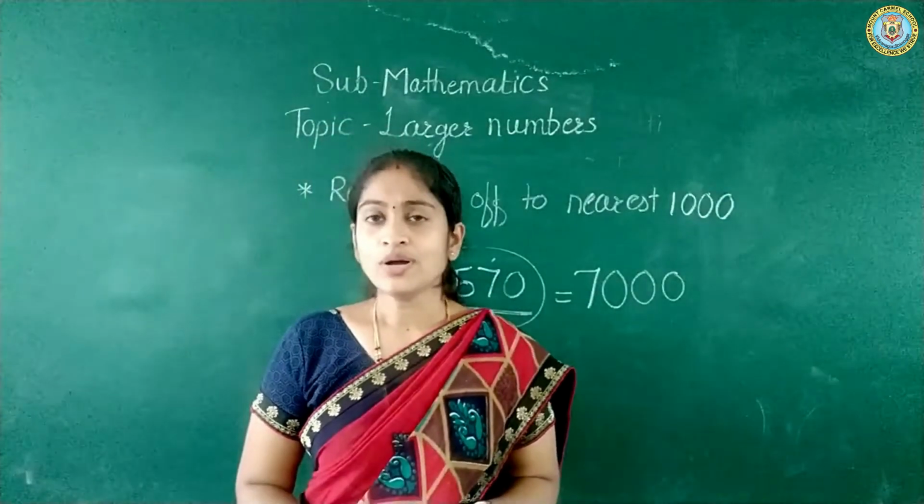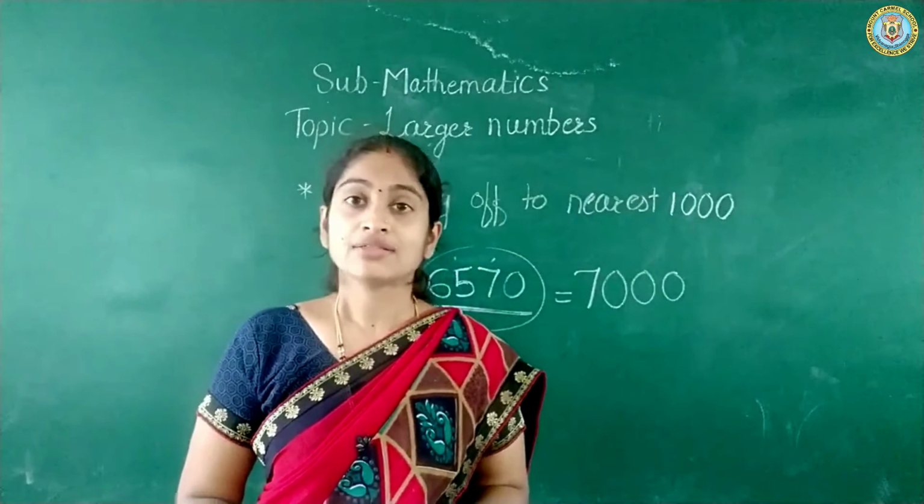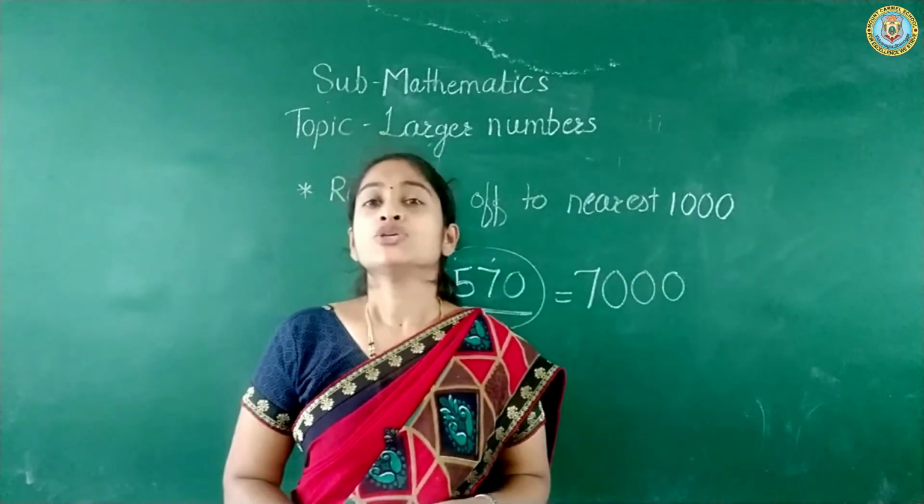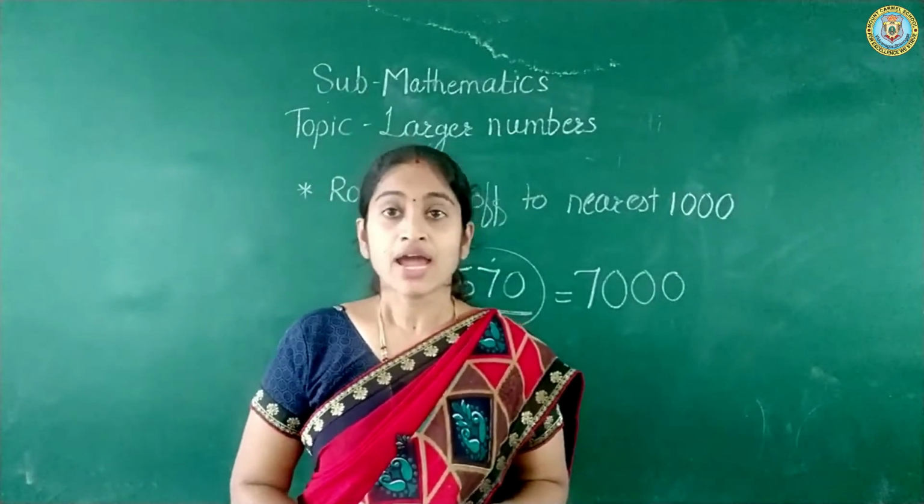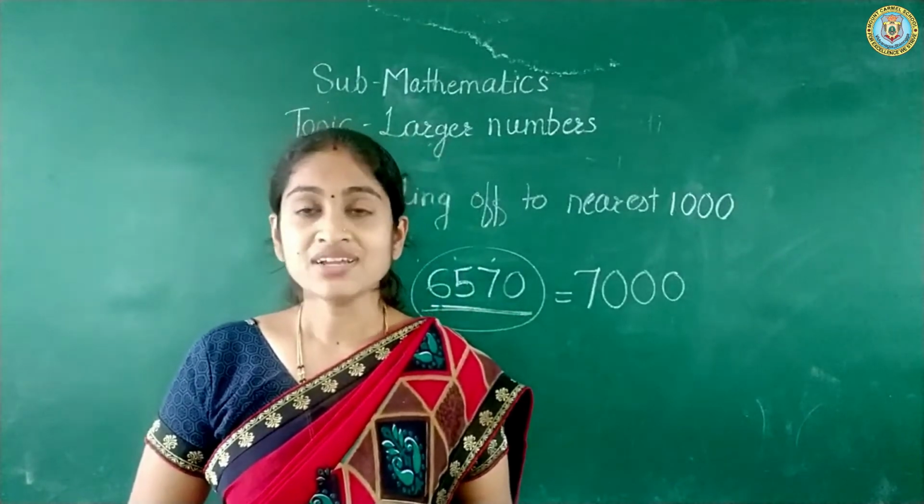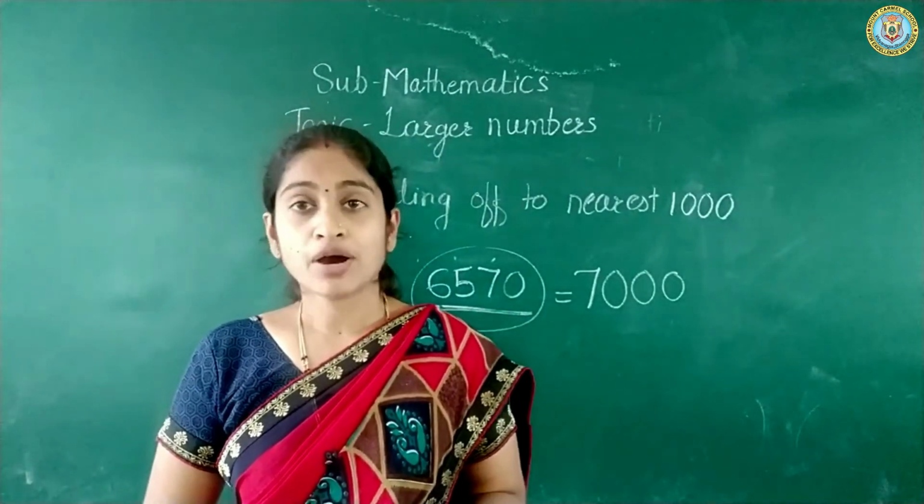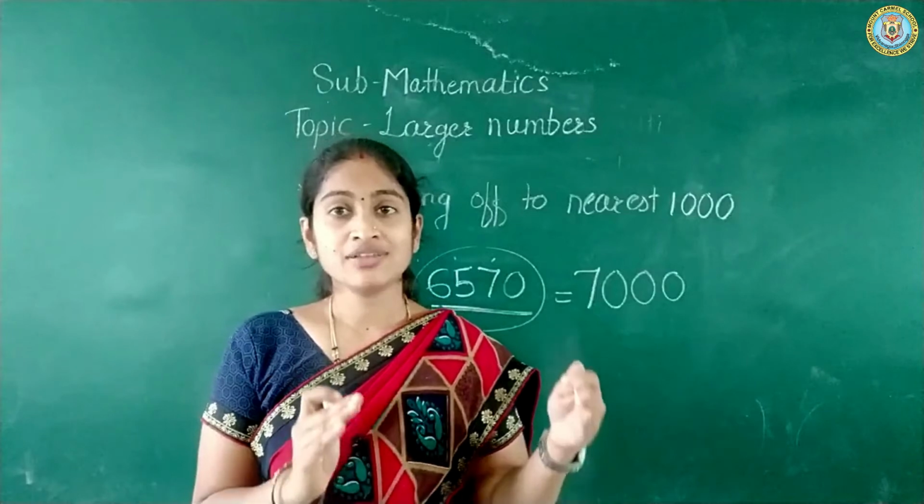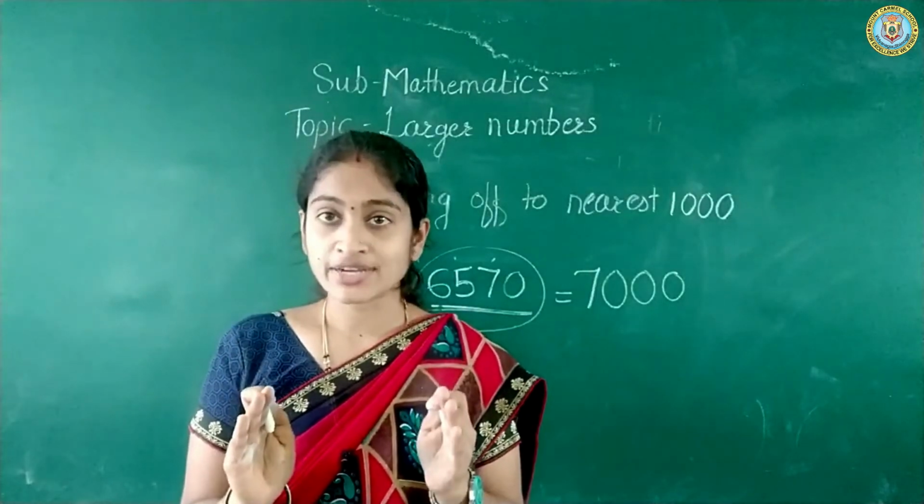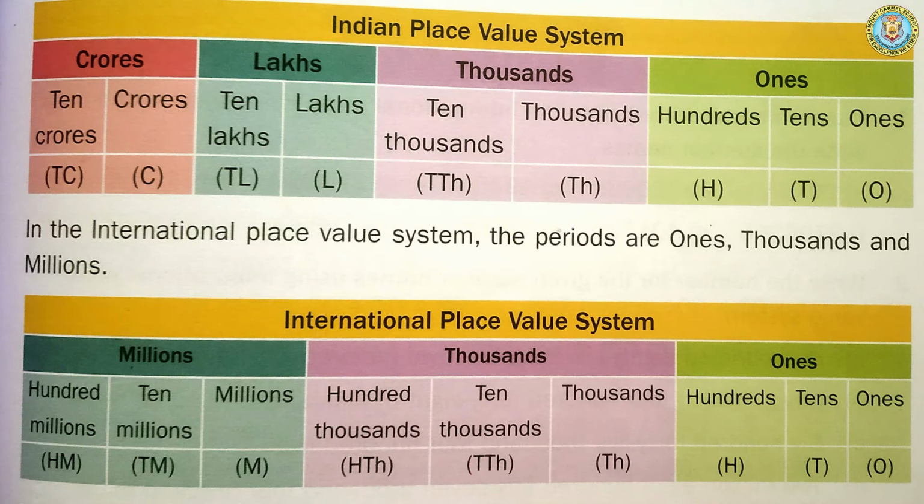Okay, now let us move on to the next concept, that is number system. You know already there are two types of number systems. One is Indian number system and second one is international number system. You might have known about the places, how it changes from Indian number system to international number system. For a comparative study, you have to check this image. What you can see in this, there is a comparison. The above table is for Indian place value system and the below table is for international place value system.